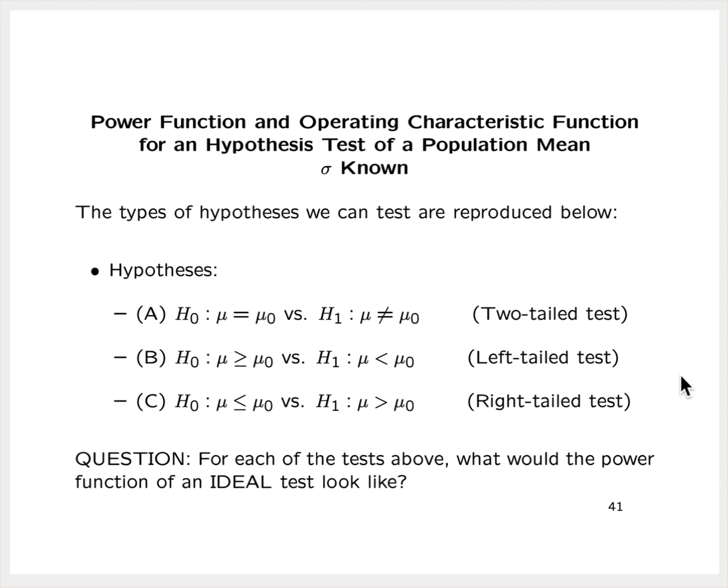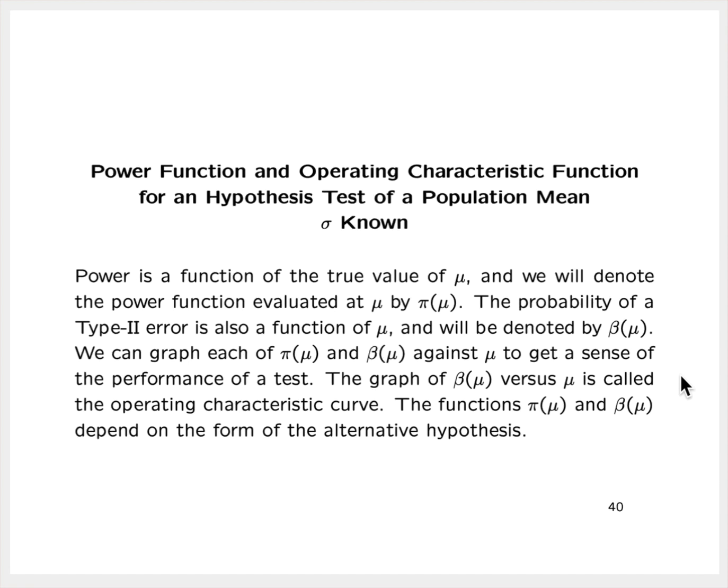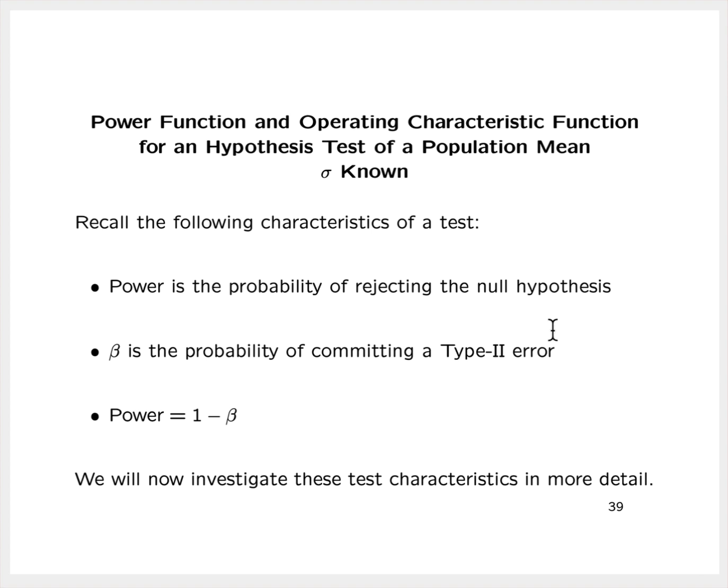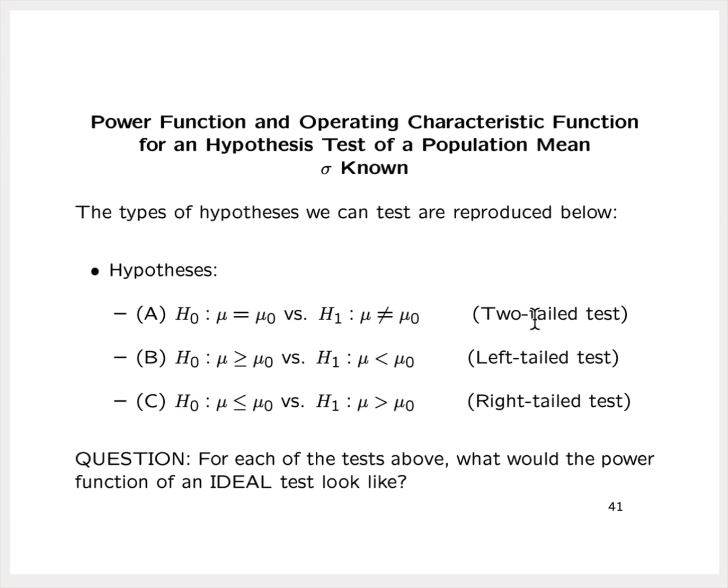Now, one question that I would ask, and I want you to ponder, is for each of these tests above, what would the power function of an ideal test look like? All right, so we're thinking about the power function now. Remember that power is the probability of rejecting the null hypothesis when the null hypothesis is false and should be rejected. And so for each of these three kinds of hypothesis tests, what would the power function of an ideal test look like?